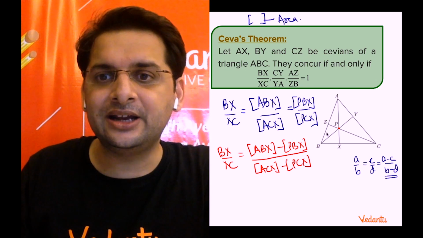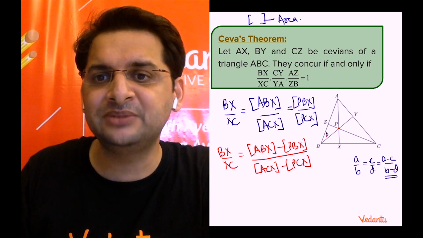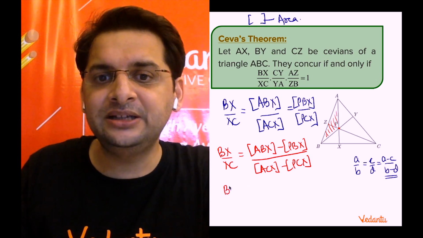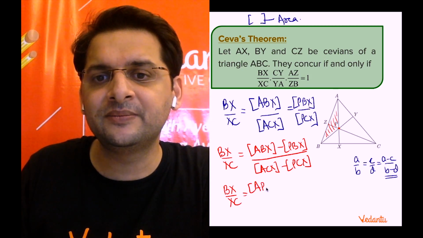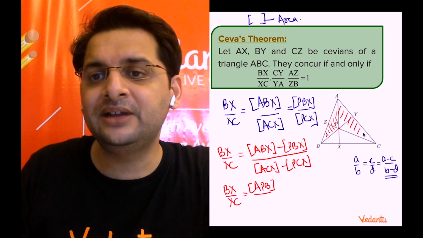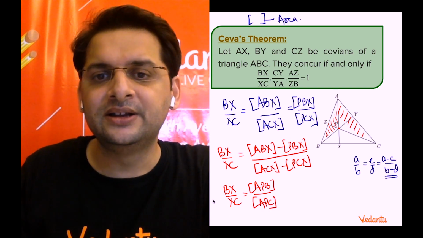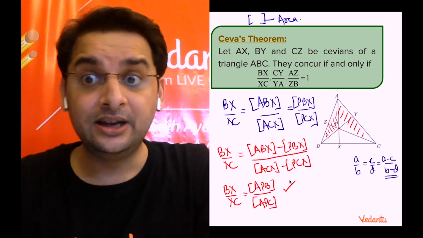So if we look at the diagram, ABX minus PBX gives me this area. So that means BX upon XC is area APB upon, on the right hand side, on the denominator we'll get this area, APC. So this is what we have proved, BX upon XC.